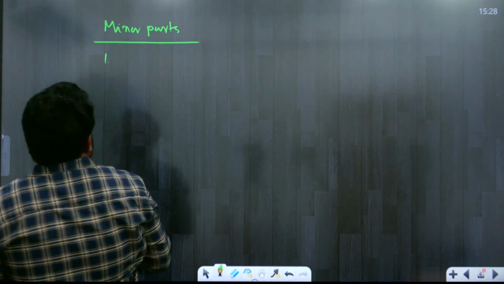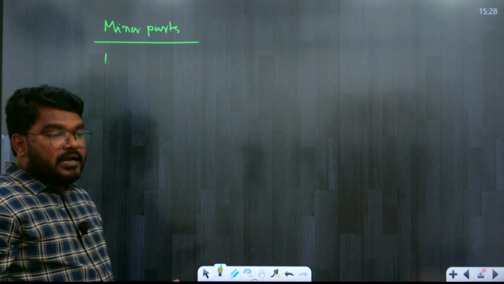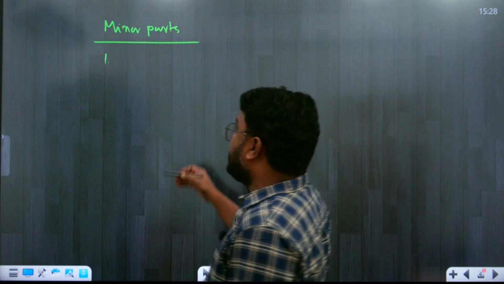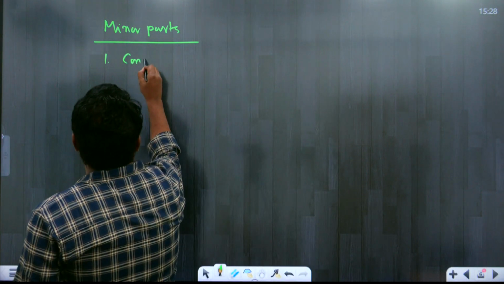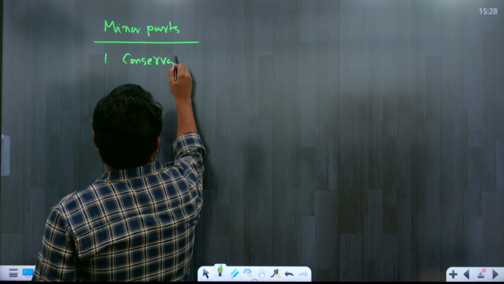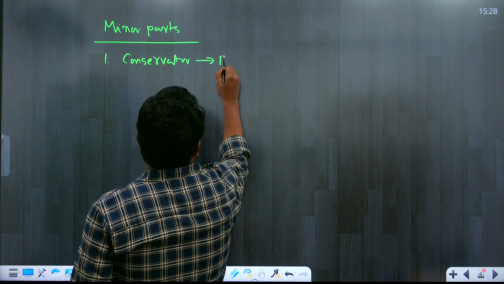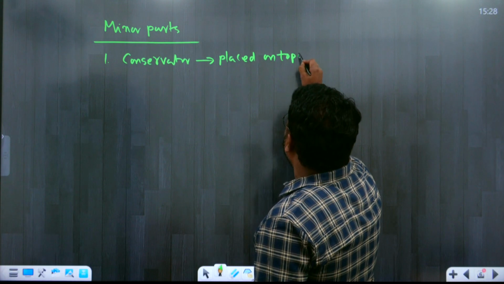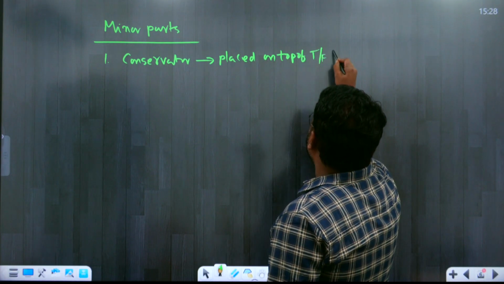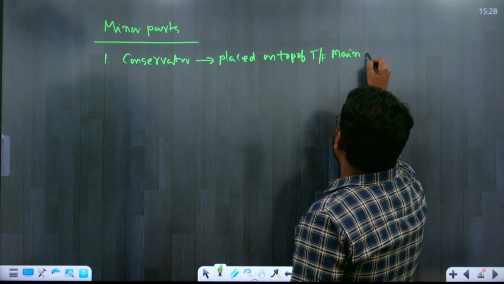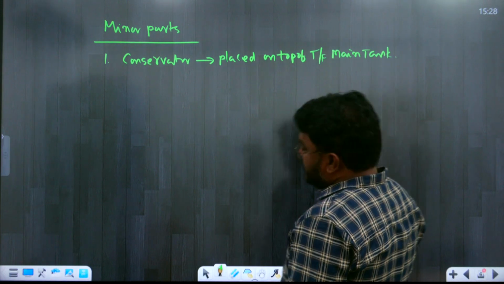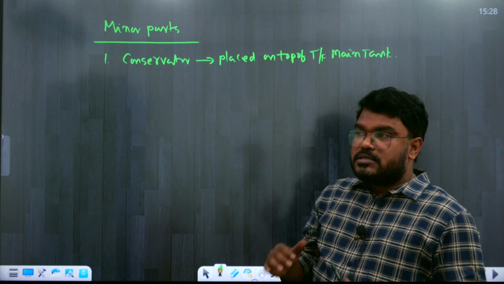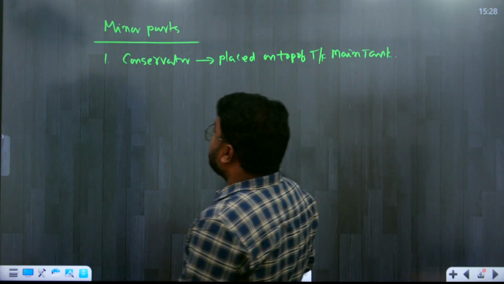The first one, conservator. The conservator is placed on the top of the transformer tank. This is a cylindrical drum, so that is a conservator. It is placed on the top of the transformer main tank. It provides the space for the transformer oil, so that is for the expansion of the transformer oil.